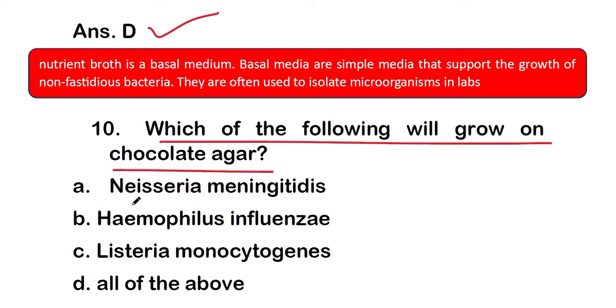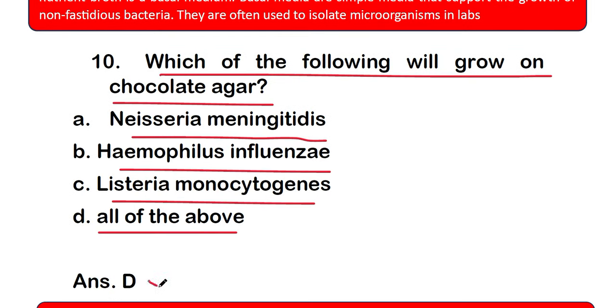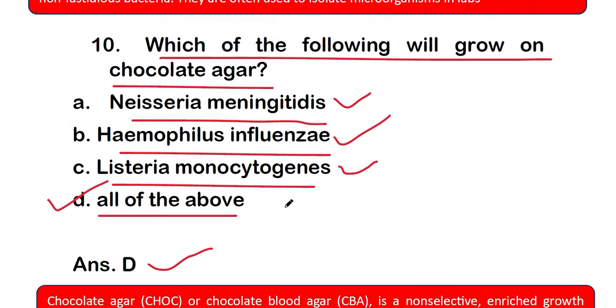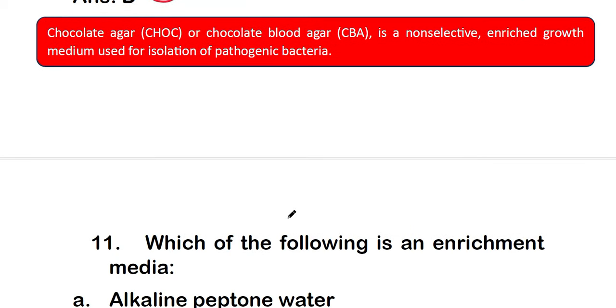And the options are option A, Neisseria meningitidis, option B, Haemophilus influenzae, option C, Listeria monocytogenes, or option D, all of the above. And the right one is option D, that is all of the above. So all of these organisms, Neisseria meningitidis, Haemophilus influenzae, Listeria monocytogenes, can grow on chocolate agar. And this chocolate agar or chocolate blood agar is a non-selective enriched growth media used for isolation of pathogenic bacteria. Okay, so let's move on to question number 11.